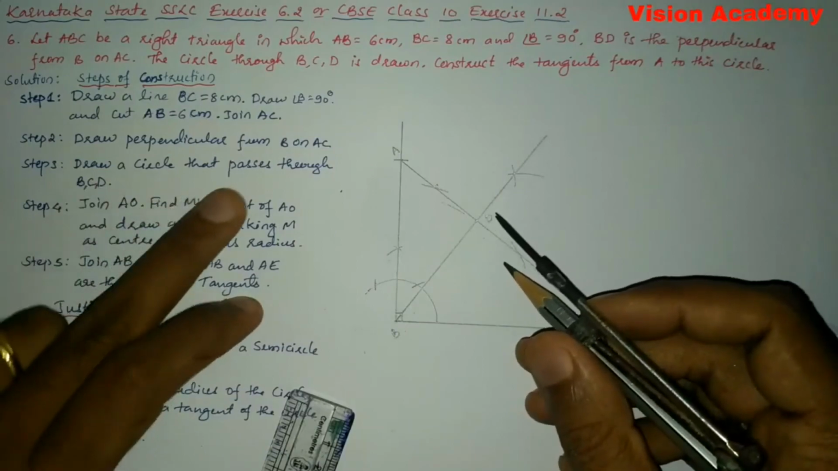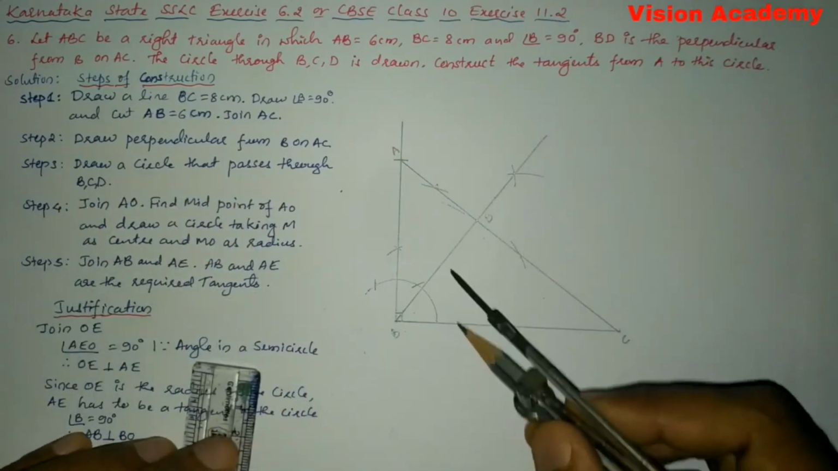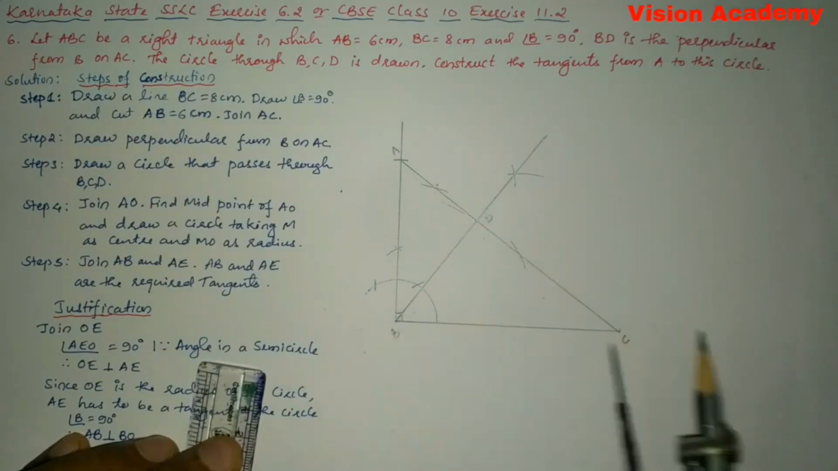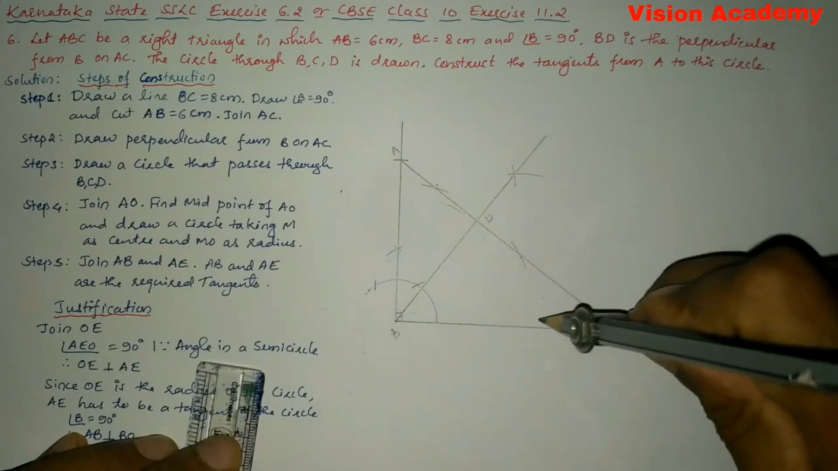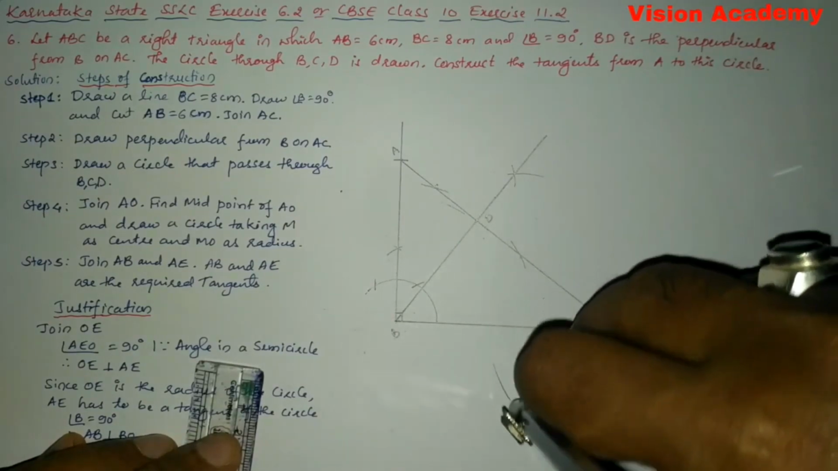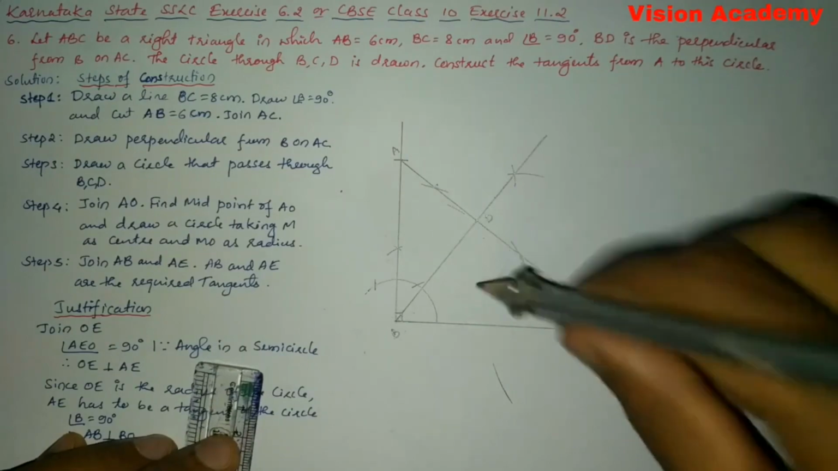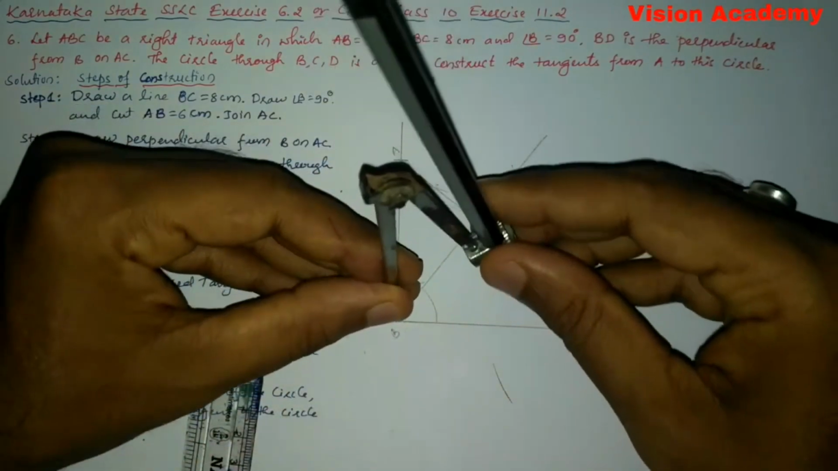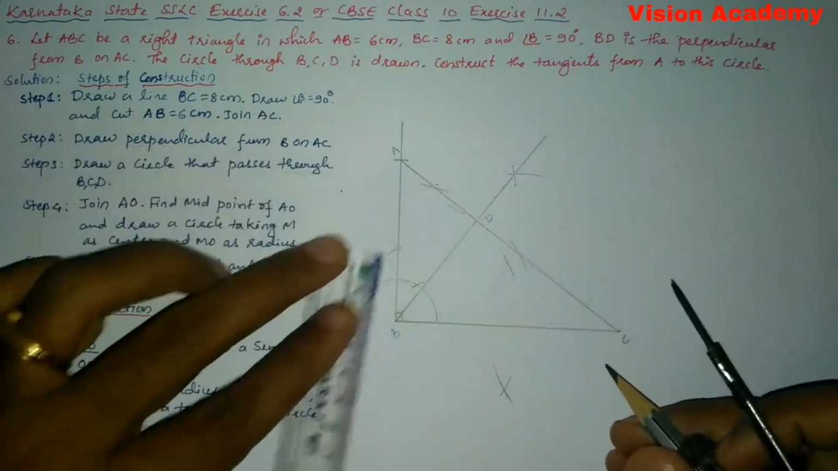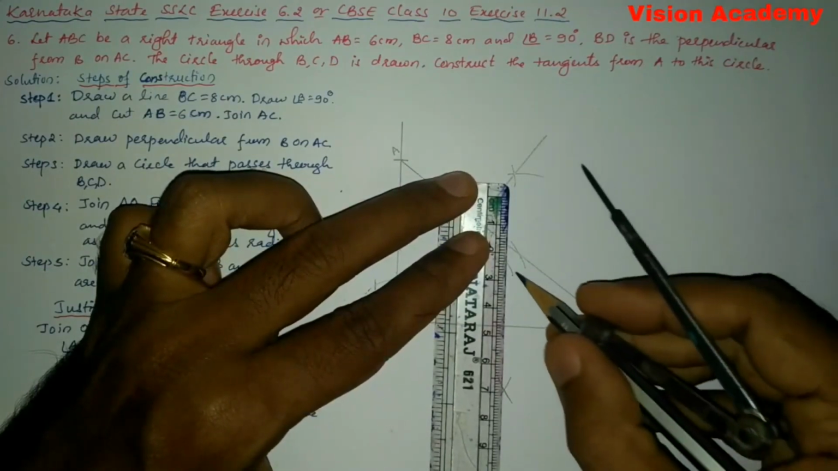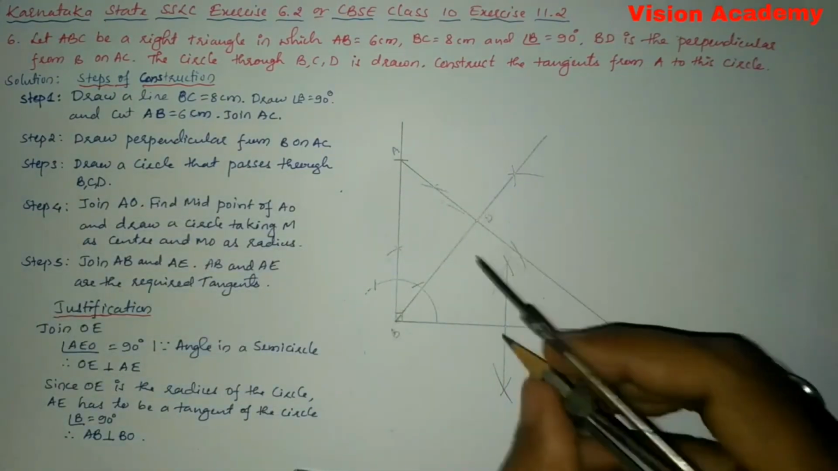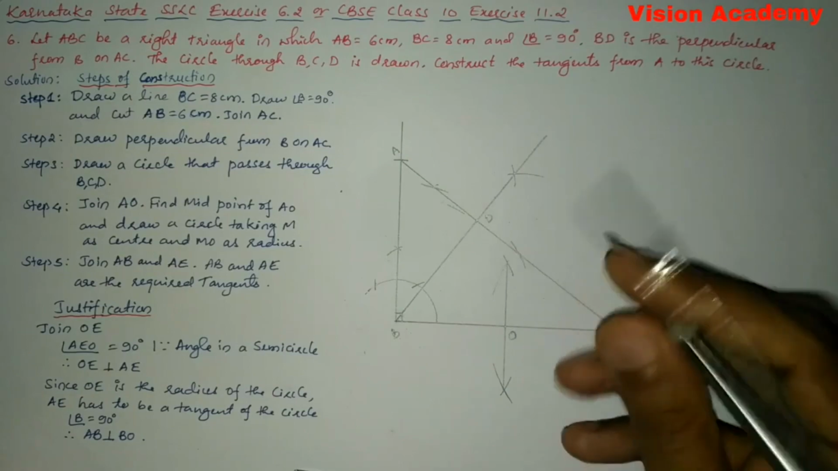Now let us draw a circle that passes through B, C, D. In order to draw it, we have to find the midpoint of BC. To find the midpoint of BC, take a length more than half of BC and draw an arc here and an arc here. Keeping on point B, again cut here and you can cut here. Just draw this particular line. Here we got the center, so let us call this O.